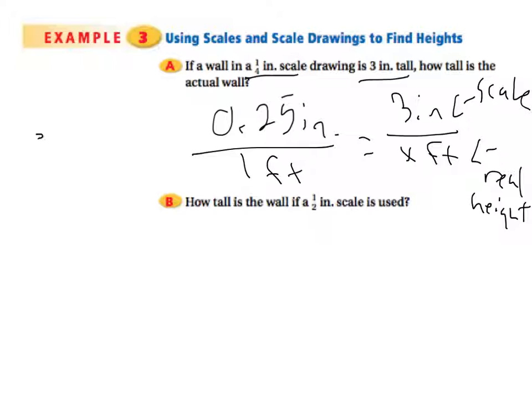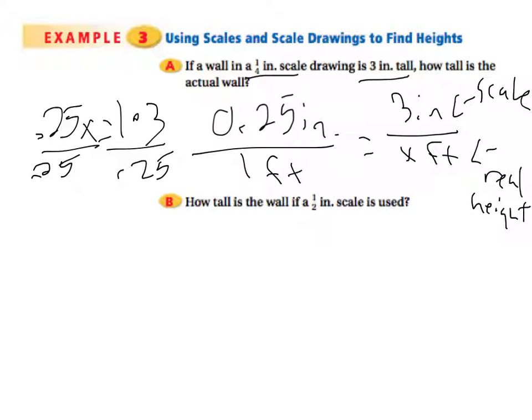So it's going to be 0.25x is equal to 1 times 3. Divide by 0.25. And you get x is equal to 12 feet. So the actual wall is going to be 12 feet tall, which makes sense, right? That's an appropriate length for a wall.